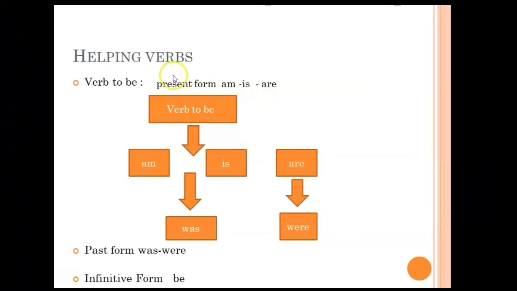What are helping verbs? Examples of helping verbs. First of all, verb to be. Present form اللي هو am, is, are. With I use am. He, she, it, is. They, you, we, are in the present form. If you want to change am and is into the past form, we use was. If you want to change the are into the past form, we use were.